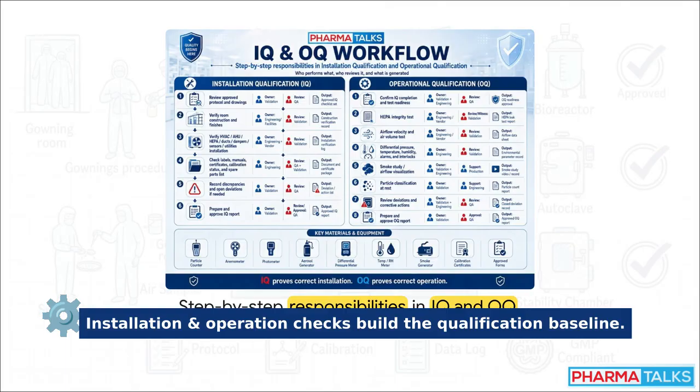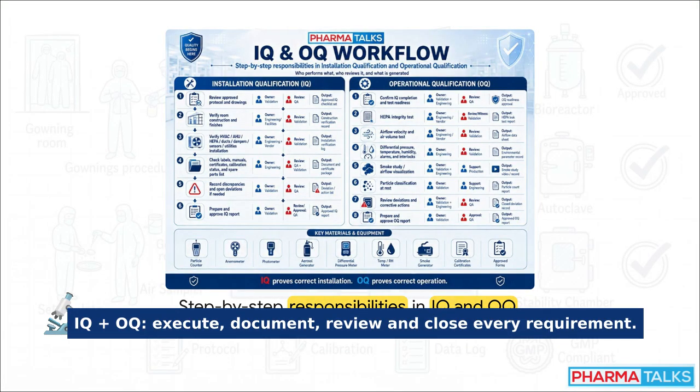So the real takeaway here is the meticulous handover between teams. During IQ, engineering is verifying the physical construction, checking the walls, ceilings, HVAC installations, and all those calibration certificates. But once we shift into OQ, validation basically takes the wheel. They're the ones executing the smoke studies to visualize airflow, running the particle classifications at rest, and generating the data that proves the empty room functions exactly as designed. It's a perfect baton pass from the builders to the testers.